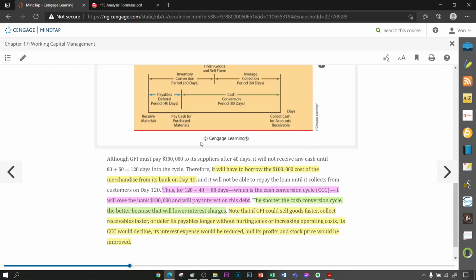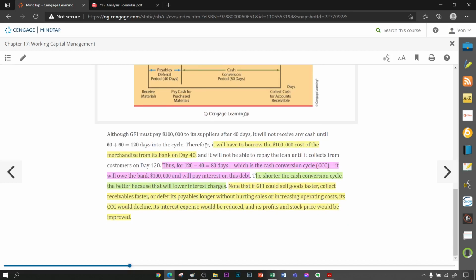Okay. So, tuloy natin yung pagbasa. The shorter the cash conversion cycle, the better because that will lower interest charges. Malamang. Kasi nga, kapag mas mababa ito, mas mababa rin yung interest expense mo. Okay. So, may note lang dito. Tuloy na natin. Note that if GFI could sell goods faster, collect receivables faster, or defer its payables longer without hurting sales or increasing operating costs, its CCC would decline. Its interest expense would be reduced, and its profits and stock price would be improved. Okay.